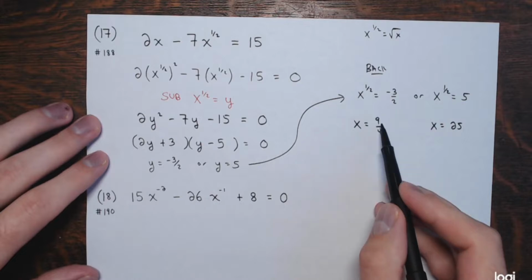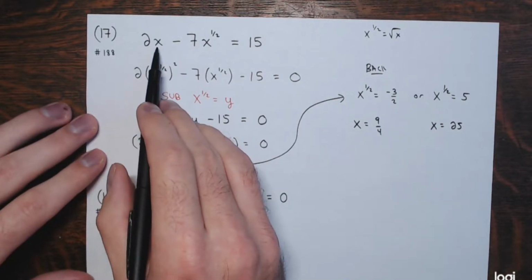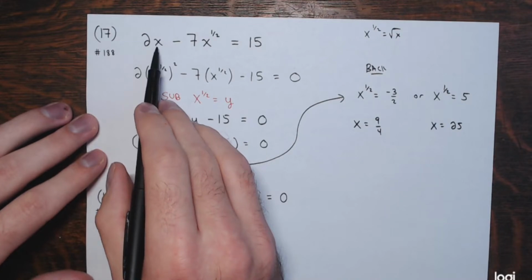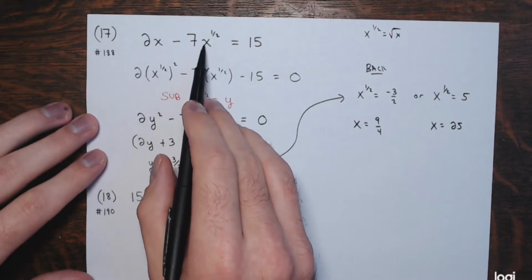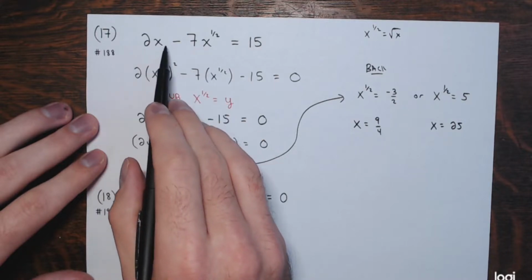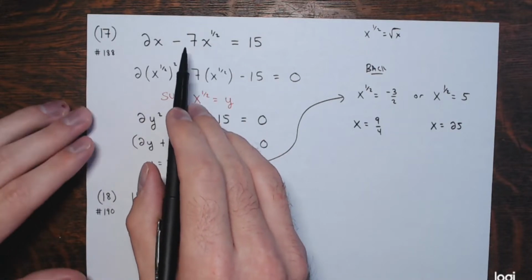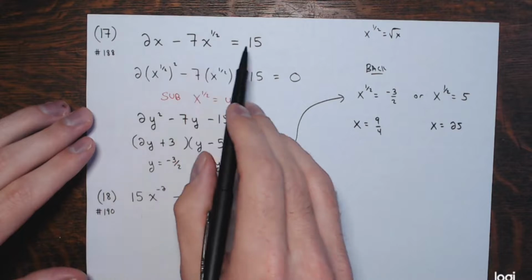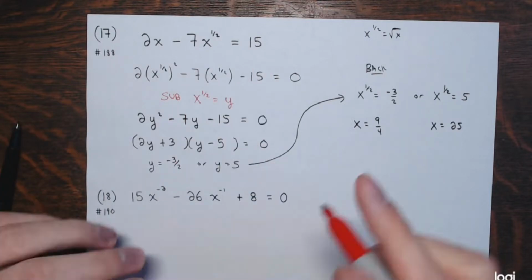This actually doesn't work. Watch. Put it back into the original equation. 2 times 9/4 would be 9/2. Again, this is the square root, so non-negative. 9/4 to the half is 3/2. That's 21/2. So 9 halves minus 21 halves would be negative 12 halves, negative 6. That's not equal to 15. So this is extraneous. You're not getting any.